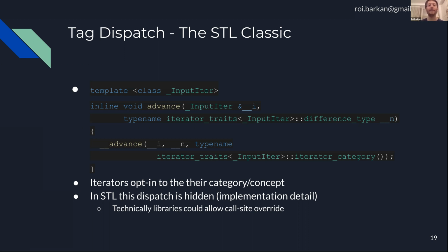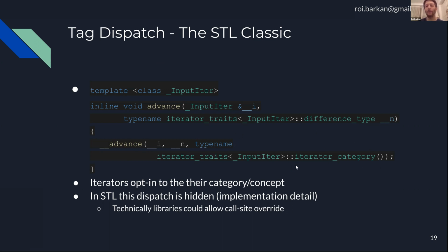And the thing is that different types of iterators have different algorithms that can be used. More specifically, random access iterators can just jump n steps in one go, while bidirectional iterators need to actually go n steps and call plus plus each and every time. So the way the STL has the compiler choose the right implementation is by calling this internal underscore advance algorithm and giving it one extra argument, which is the iterator category.